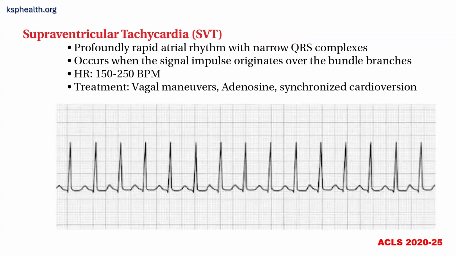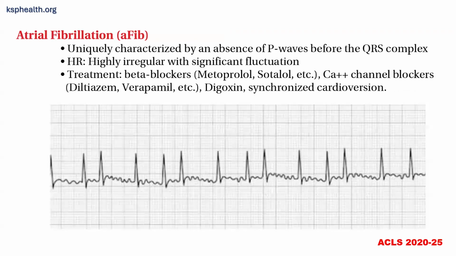Supraventricular tachycardia, profoundly rapid atrial rhythm with narrow QRS complexes. You tend to see it very often in pediatric practice. It occurs when the signal impulse originates over the bundle branches. The heart rate is oftentimes 150 to 250 beats per minute. How do you treat? Vagal maneuvers, adenosine, and synchronized cardioversion. We will go into very much detail in part 2, but right now, how to identify supraventricular tachycardia. In general, how do you treat? Vagal maneuvers, adenosine, and synchronized cardioversion.